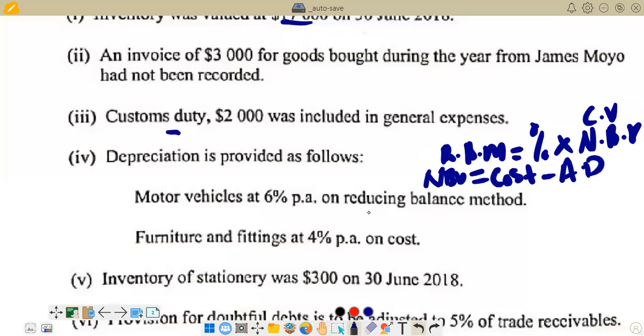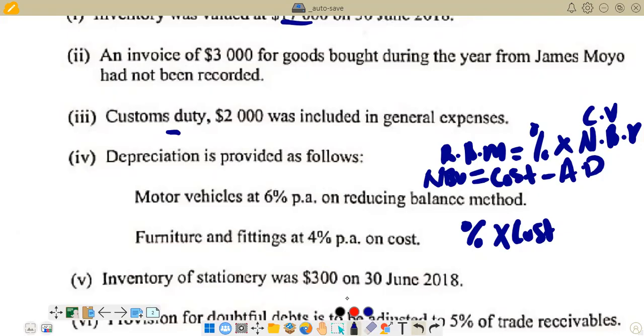So we are going to apply that on motor vehicles. Then on furniture and fittings, it's 4% per annum on cost, which means this is the straight line method. So basically, we are just going to say percentage is the rate, then times cost. The figure that we get there becomes our depreciation for the year. So that's what we have in terms of item 4.